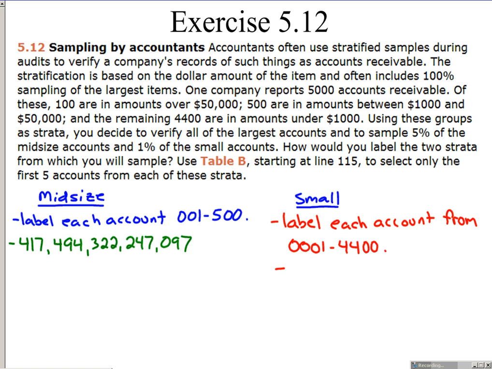We would pick 3698, 1452, 2605, 2480, and 3716. Okay, you also have a random number generator on your calculator.